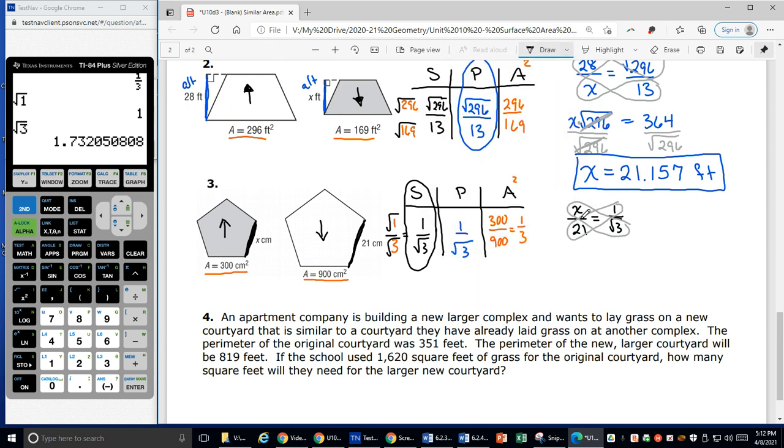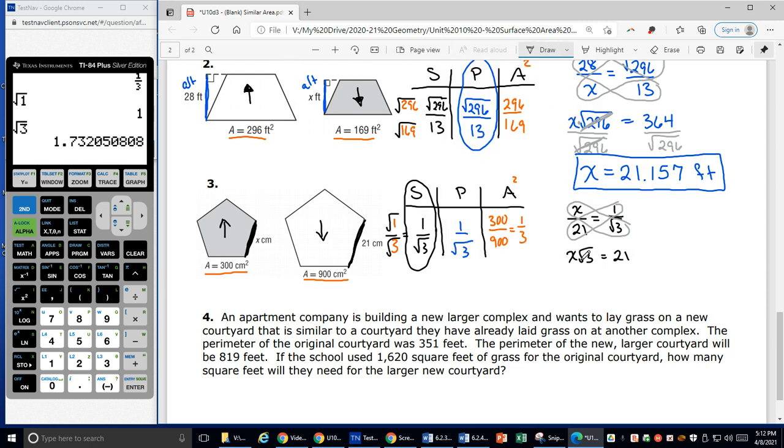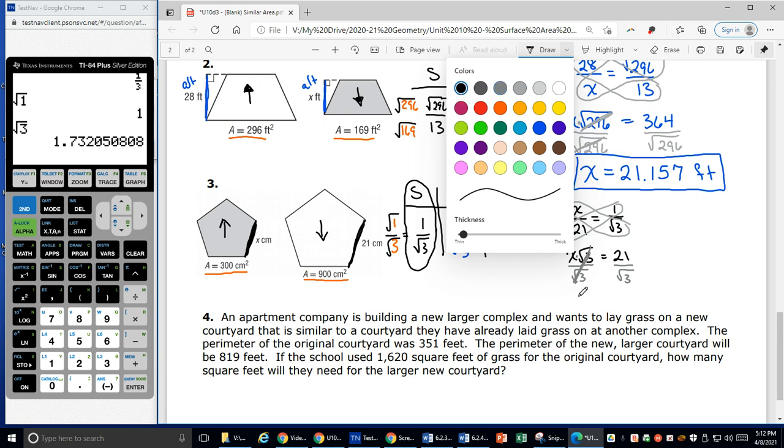So when I cross multiply, X times the square root of 3, 1 times 21, and then to get rid of that square root of 3, remember it's really X times the square root of 3, so to get rid of it, we divide it out. Remember, that is not the same as dividing by 3, so my answer is not 7. This cancels out, and I just have an X on the left.